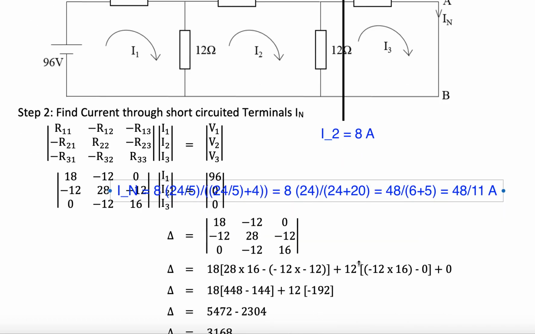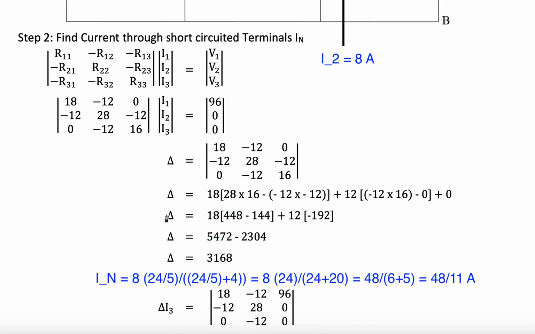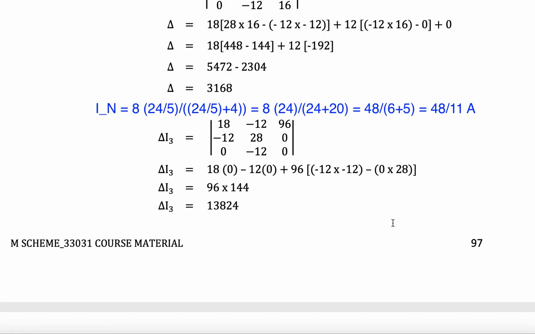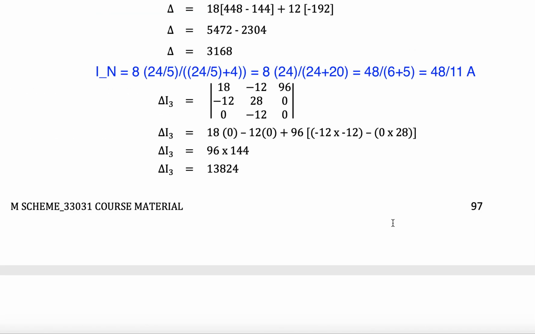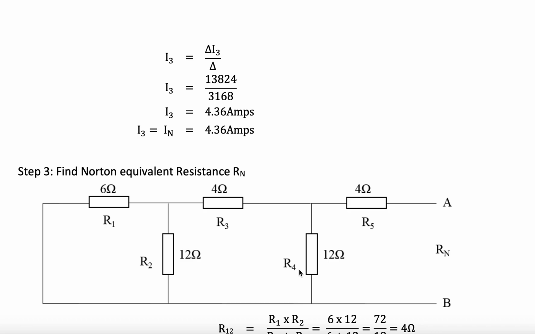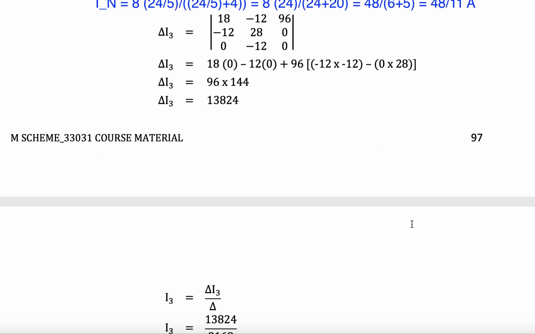Okay, this is going to be the Norton's current. 48 by 11 is 4 point something, 4.4. 11 4s are 44. 11 3s are 33. Again 7. 11 6s are 66, so 4.36. That is correct. You can check this. 48 by 11 is the correct answer.